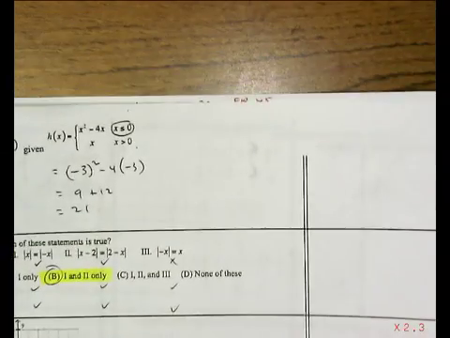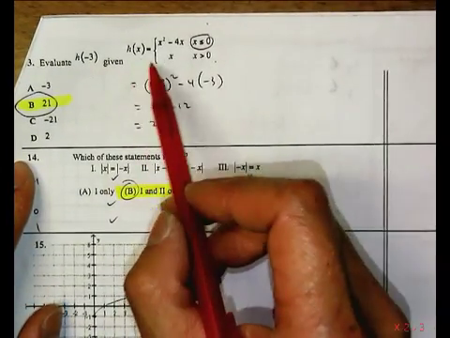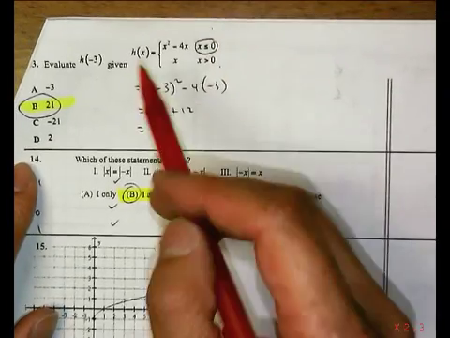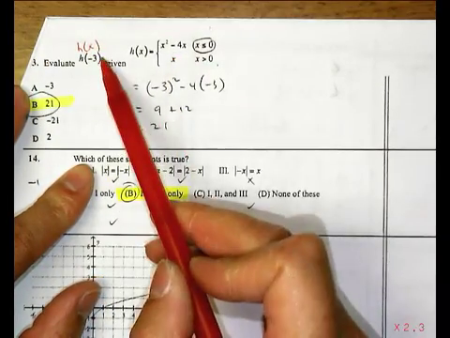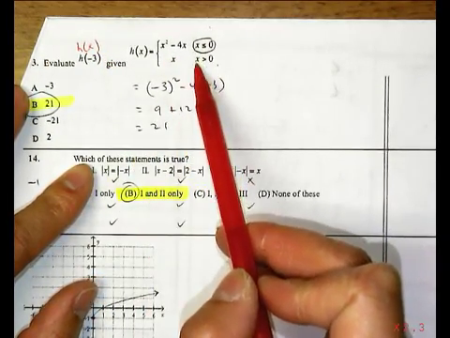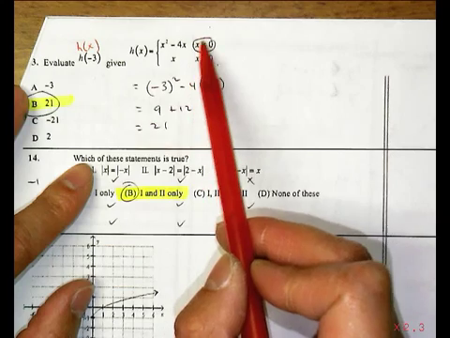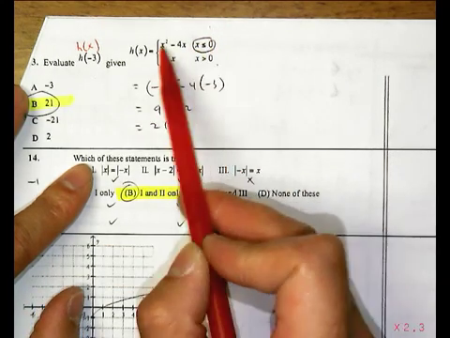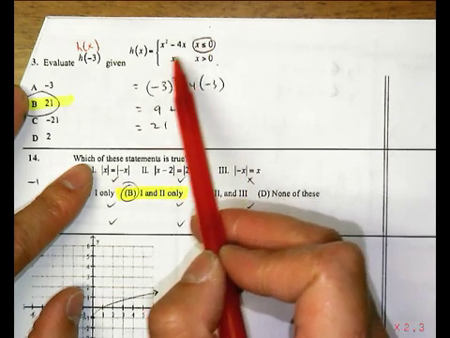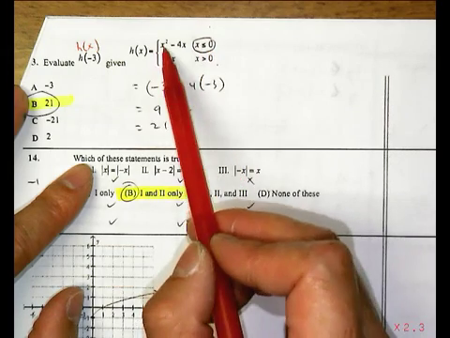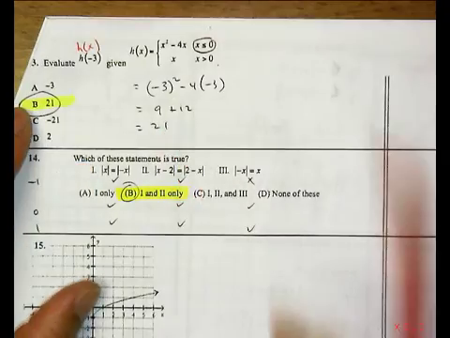Question number 13. Evaluate h of negative 3 given h of x. So they've given you two functions, essentially a piecewise function, and now you're just taking your value here. So if x is negative 3, you're going to have to pick which inequality is true. Well, negative 3 is not bigger than 0, so I'm not choosing the second one. I'm choosing the first one. Negative 3 is less than or equal to 0. That is true. Because if you graph this, that would be on quadrants 2 and 3, and that's where x is negative 3. So you substitute in negative 3 there, you'll get 9 plus 12, which is 21, which is choice B.